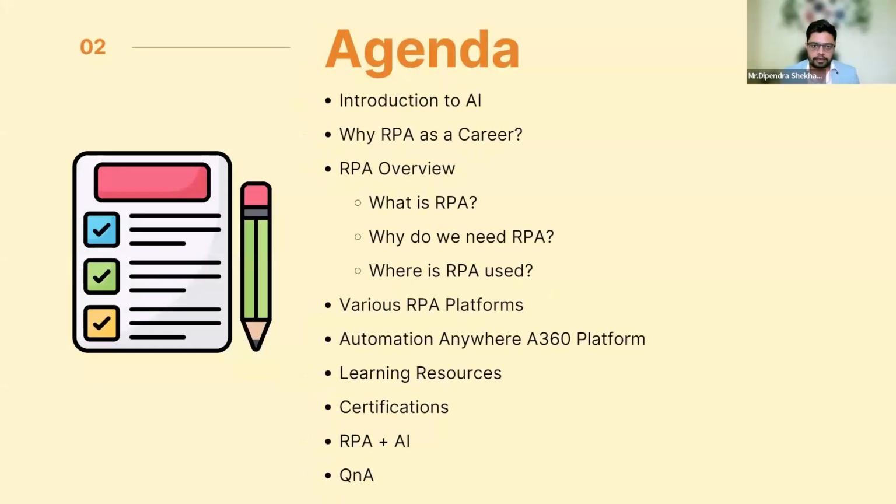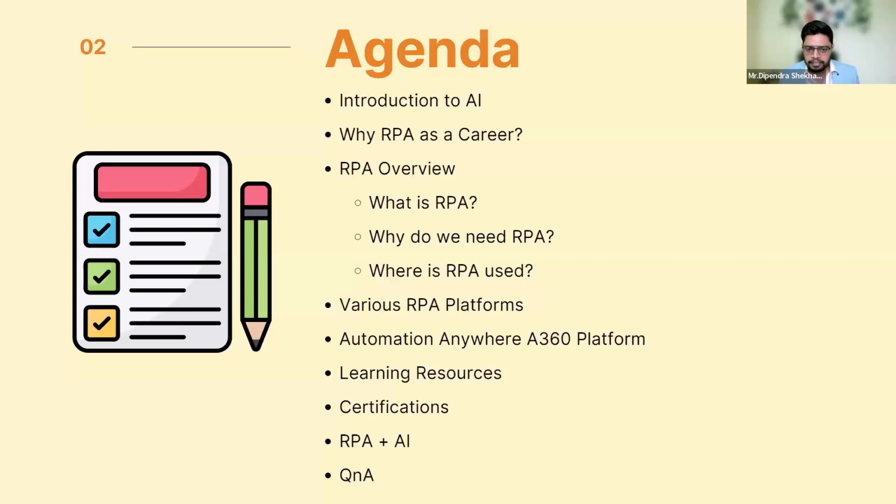And this is the agenda. As I told you, I'll cover the introduction to AI, the very first section of this webinar, and then we'll look at why you need RPA, why RPA is important, and why one should pursue RPA as a career. Then we will touch base upon the overview of RPA, where it is used, what the applications are, and what industries are leveraging RPA. Then we will explore various RPA platforms available out there. And out of those RPA platforms, we will deep dive into Automation Anywhere, which is one of the top 3 RPA platforms, used enterprise-wide.